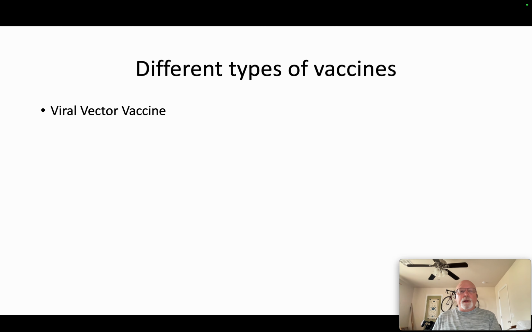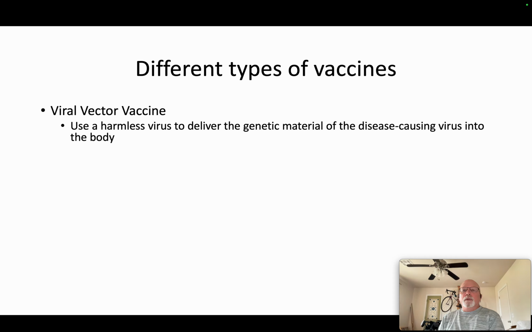Then we have viral vector vaccines. This is where we take the genetic material from a disease-causing virus, we put it into a harmless virus, and then that virus introduces the genetic material into your body. This is one of the forms of the COVID-19 vaccine. It's actually the least common form of the COVID-19 vaccine.